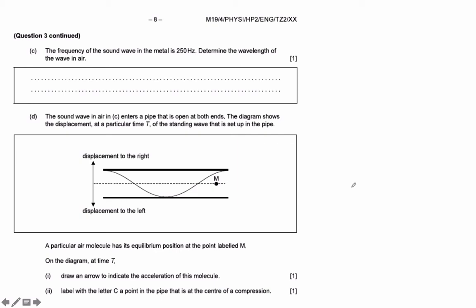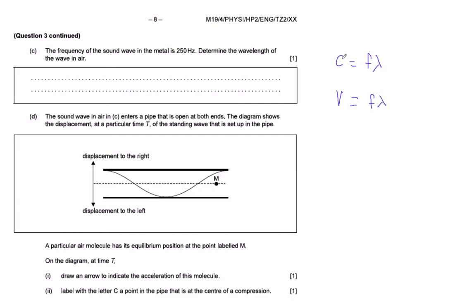Frequency of the sound in the metal is 250 hertz. Determine the wavelength of the wave in the air. The formula in your data packet that you're going to use is c = fλ. They want me to use c for the wave speed. I refuse to, so I use v = fλ, because that's stupid.